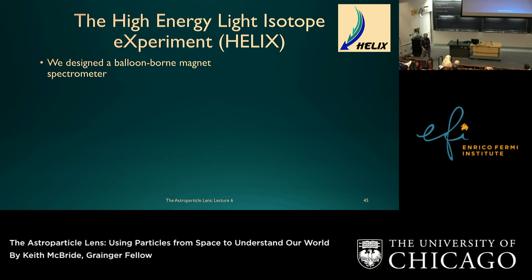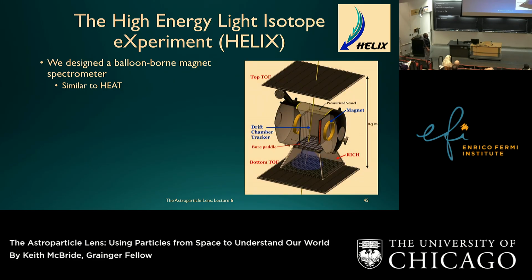So this is a balloon-borne magnet spectrometer that's very similar to the HEAT instrument that separated out those positrons and electrons. It actually uses the exact same superconducting magnet that was flown in 1994. We took it, we refurbished it, and we flew it again on the HELIX instrument. It also utilizes the coincidence method. This is what we've talked about many times.